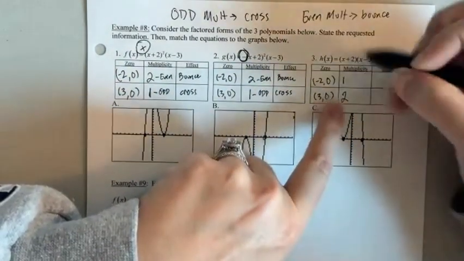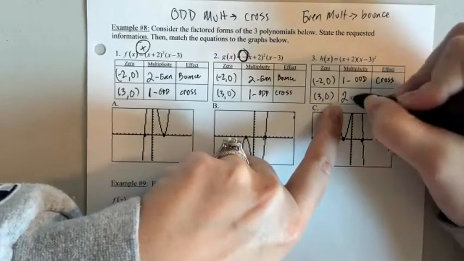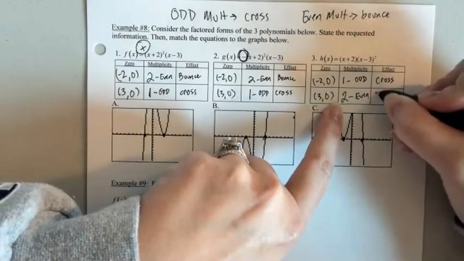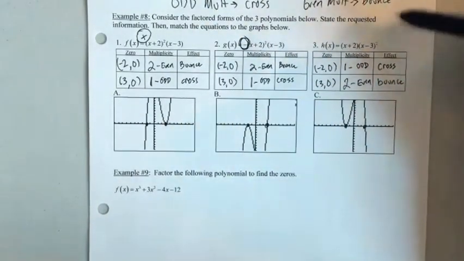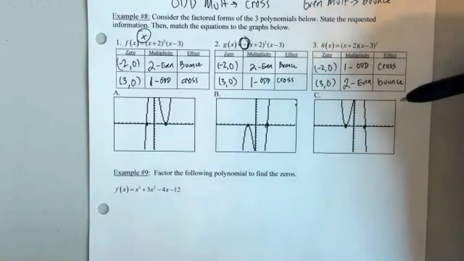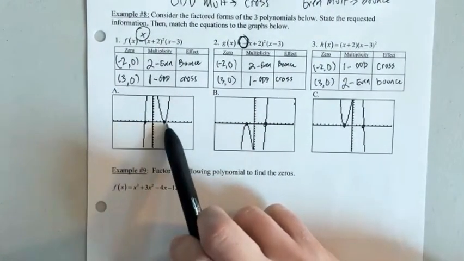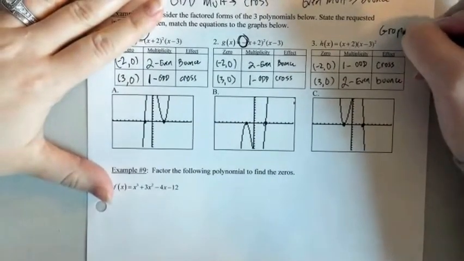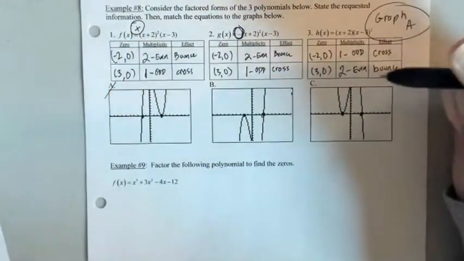So that's going to be a key difference between these 2. All right, back to our multiplicities. Multiplicity here of 1, that's an odd multiplicity. That means the graph will cross. 2 is an even multiplicity. That means the graph will bounce. All right, so this one's unique. Let's do this one first. We need it to cross at -2 and bounce at 3. Which graph does that match with? That's going to be letter A here. It crosses at -2, bounces at 3. So I'm going to say this is graph A. So that one has been eliminated.